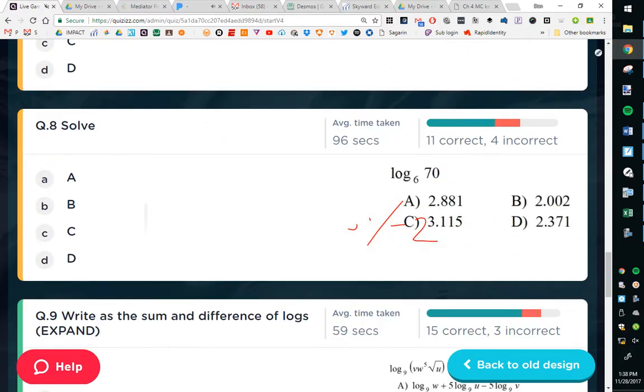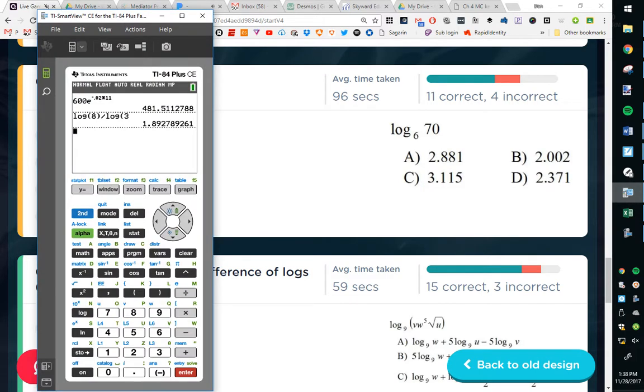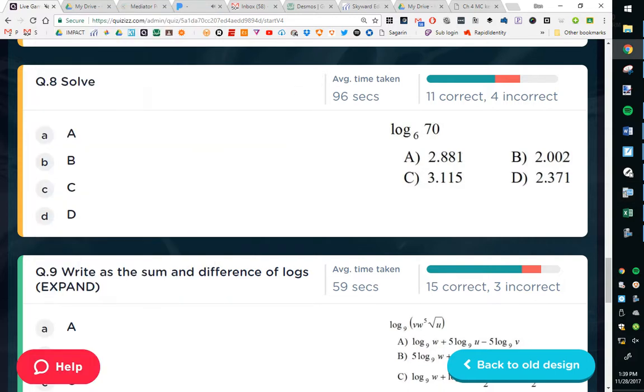The next one, don't let that one be hard. Remember, you could do it 2 ways. Use your calculator. Hit the math button. Math, and you scroll down here until you get log base as an answer. Right there, log base. Log 6 of 70. Type it in, hit enter, you get an answer. It's 2.37. It's D. Don't miss that one.